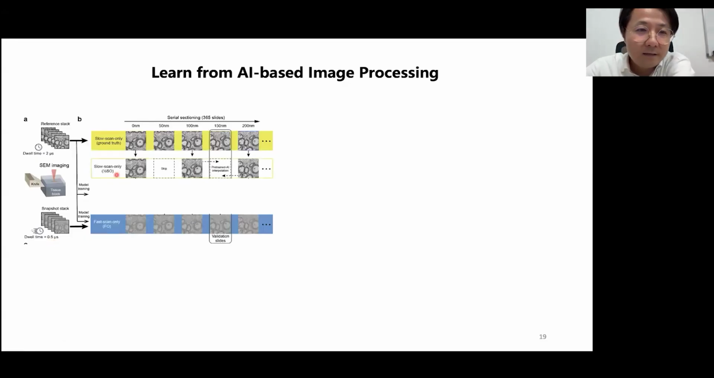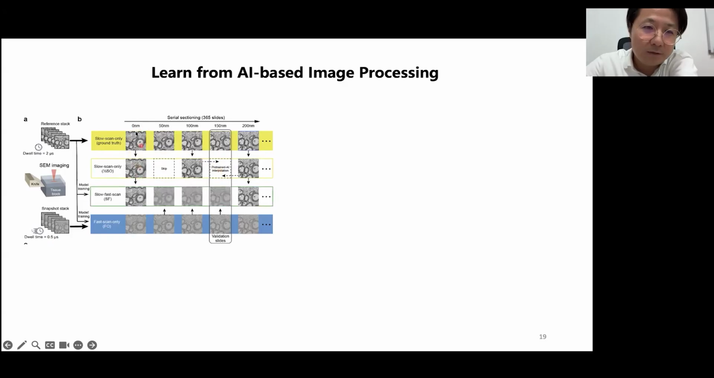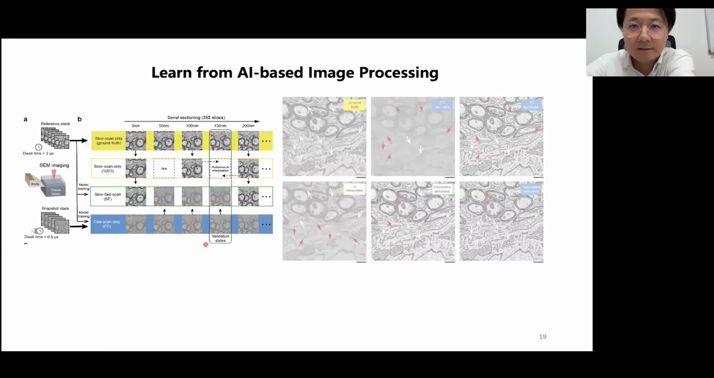Then we can synthetically generate a data set. We take out the intermediate slices, every 2 slices, and use AI to interpolate the missing slice. Or we can use the reference slice combined with those snapshot slices, mix the slices, and use our denoising algorithm to denoise this stack. So we have this combination of data sets to validate all the AI methods.